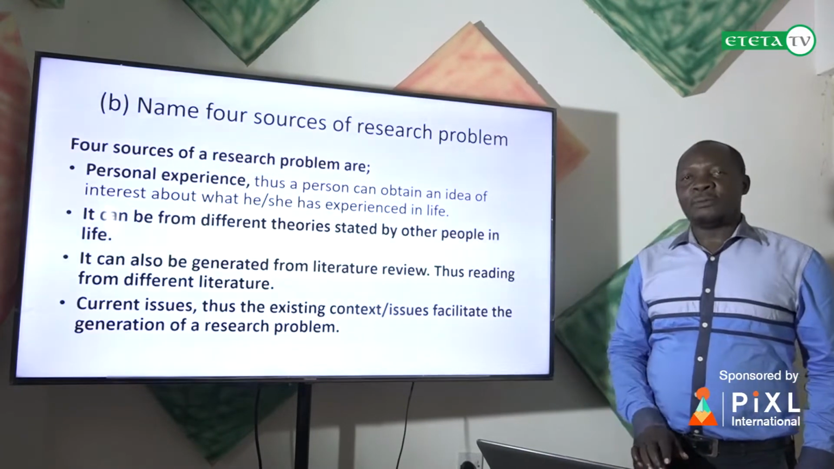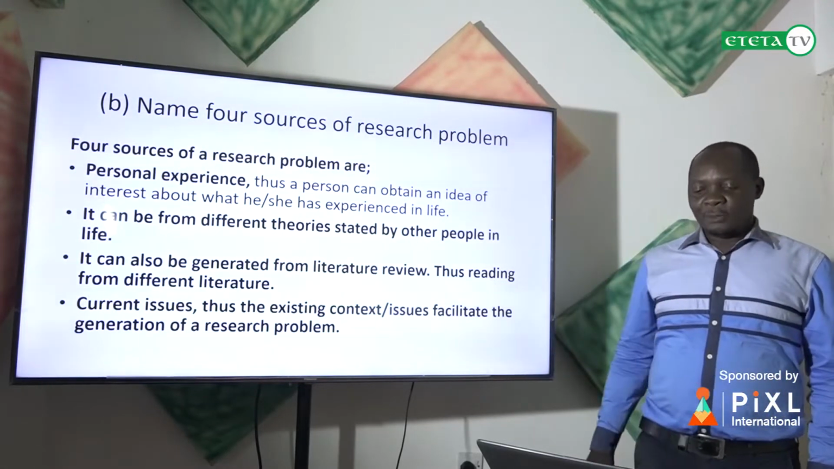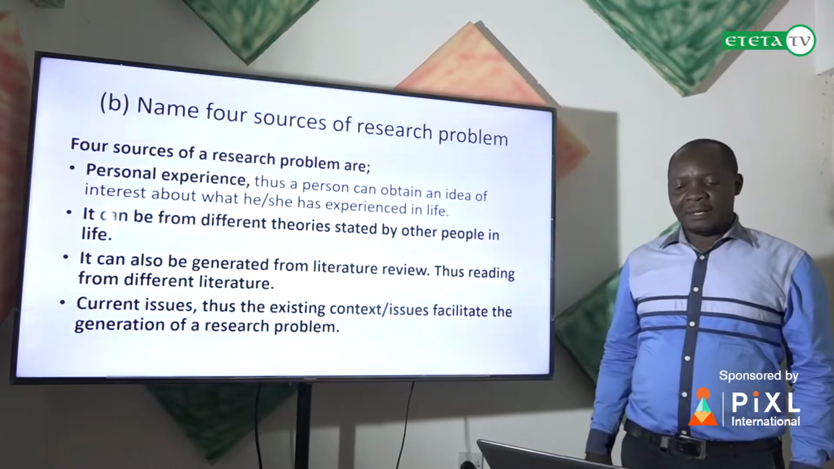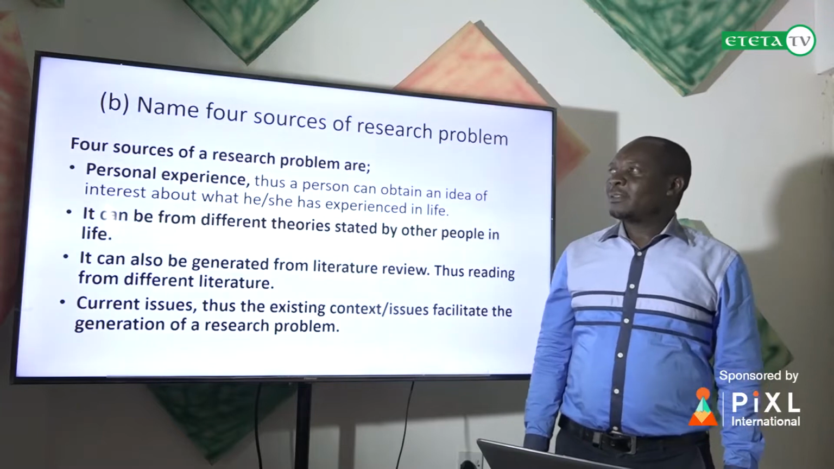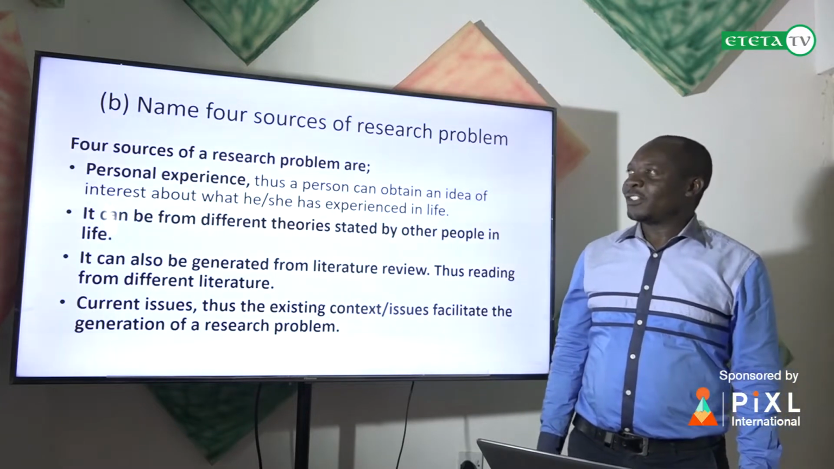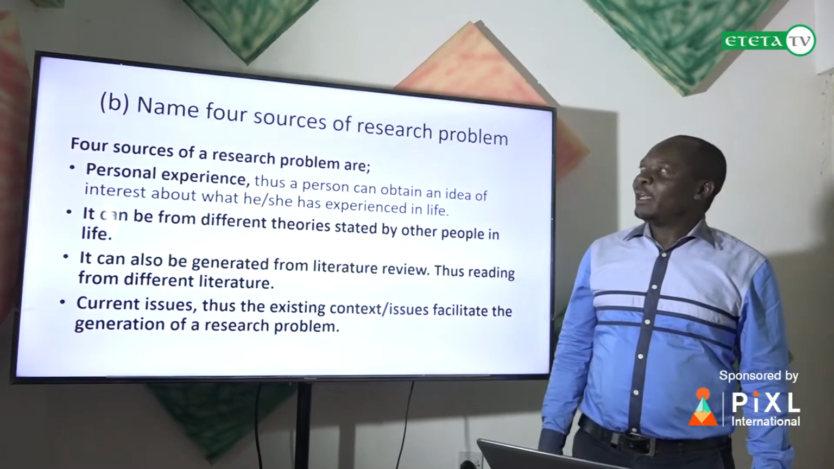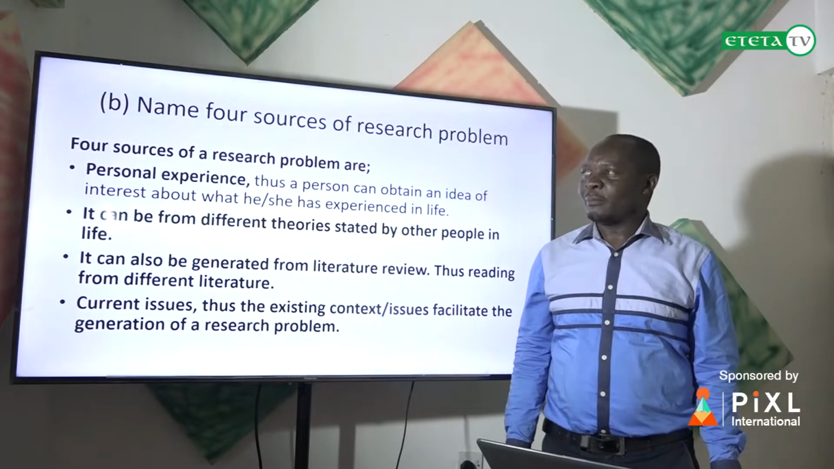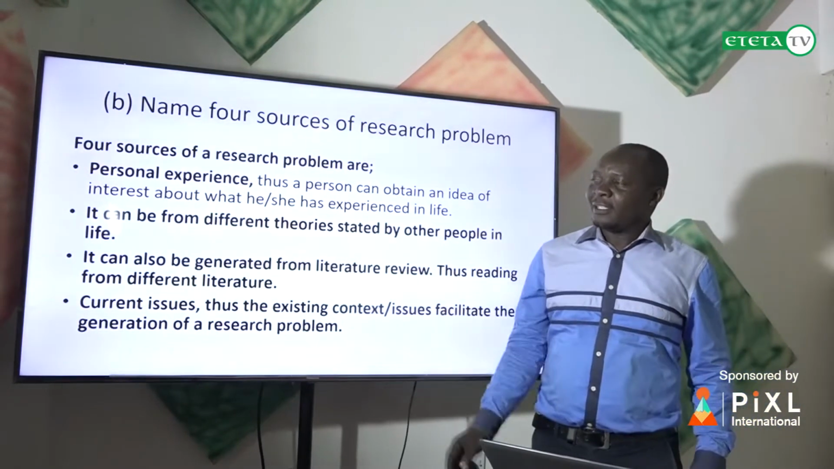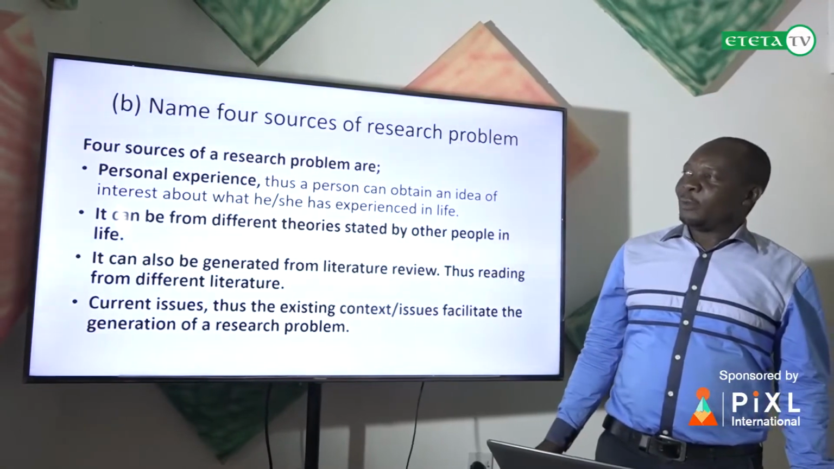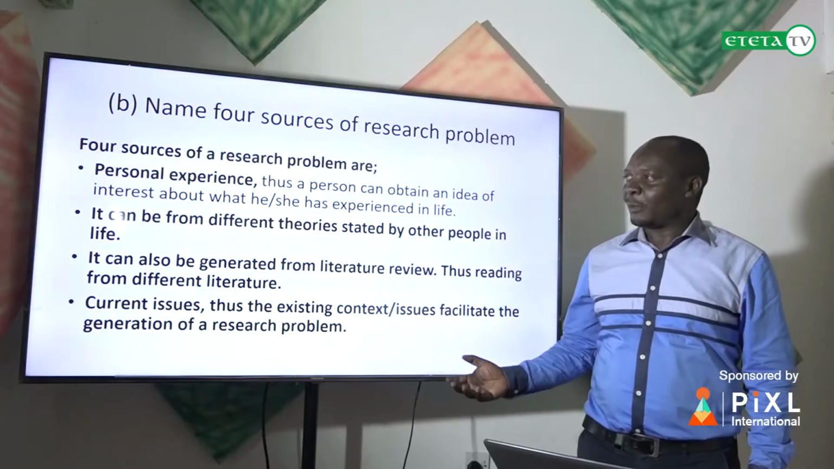So if you, as a student, were to attempt it that well, you would be able to score higher marks. That is part A of the question, which needs more description about the research problem. Now part B of the question is to name the sources of a research problem. You are told 4, so you have to give 4 as instructed by the question itself.